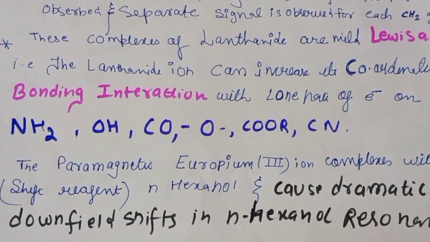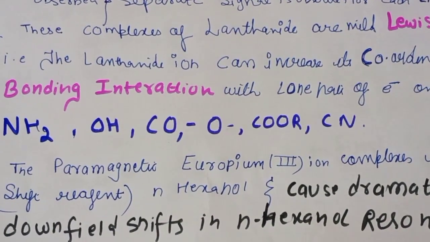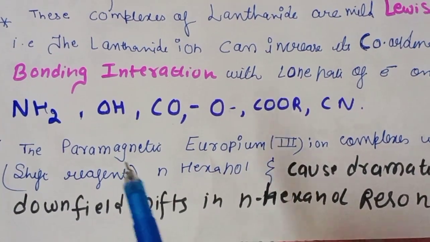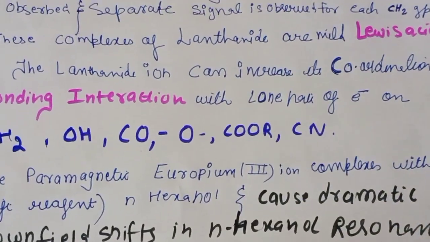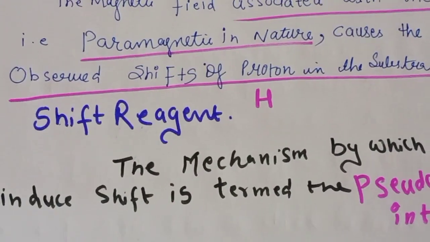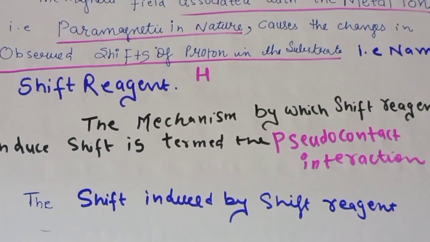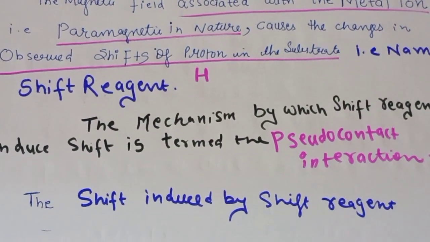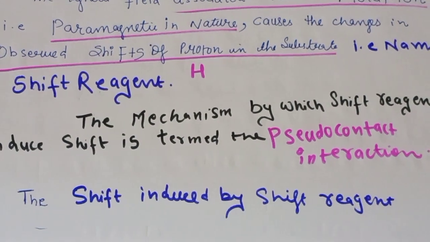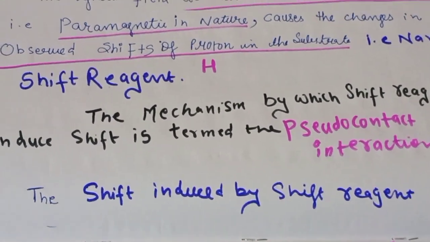As when we are studying the chemical shift, a downfield shift and a de-shielding effect will shift the values towards the downfield and cause a dramatic change in the spectrum. The magnetic field associated with the metal ions, which is paramagnetic in nature, causes changes in the observed shifts of the protons in the substrate. Because of that magnetic nature only, the values of our H will shift.